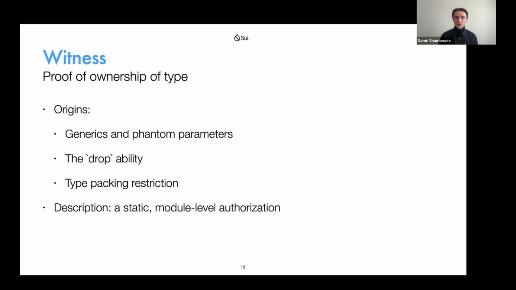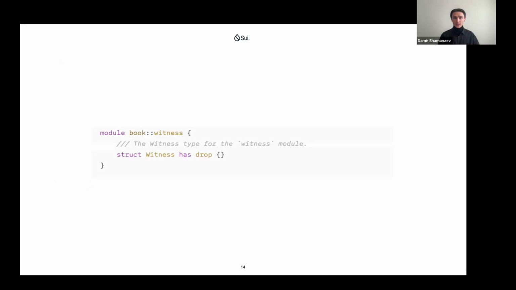And it stems from generics and phantom parameters, from the drop ability, so that I can pass you something that can be discarded, and from the type packing restriction. So you can't pack my type. If I own the type, I create it and I also can unpack it. Witness usually looks like this.